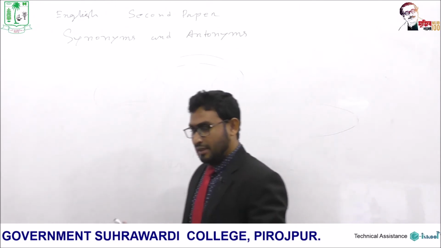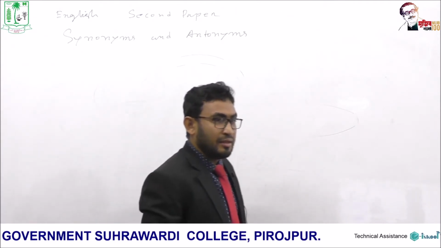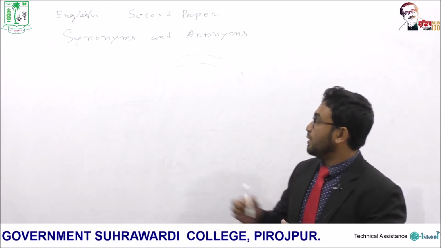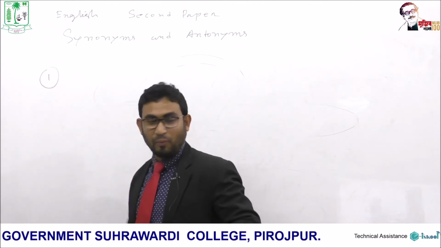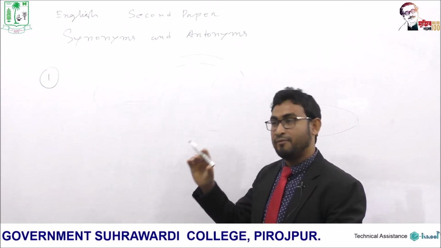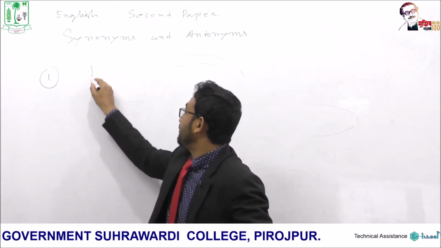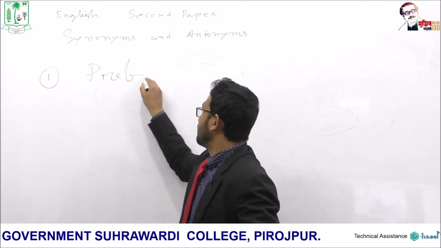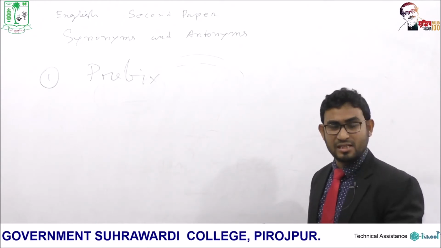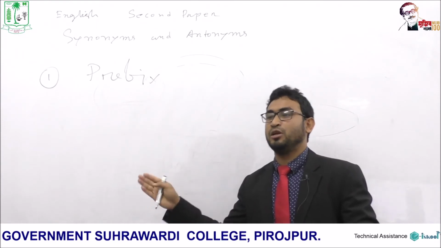Anyway, now we are going to talk about how to write antonyms. You can write antonyms in 3 ways. Number one, the most popular and most effective way of forming an antonym of a word is to add a prefix. By adding a prefix to the word, you can develop an antonym of the given word.